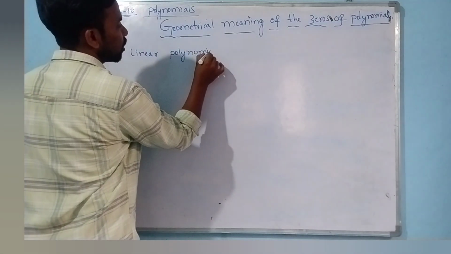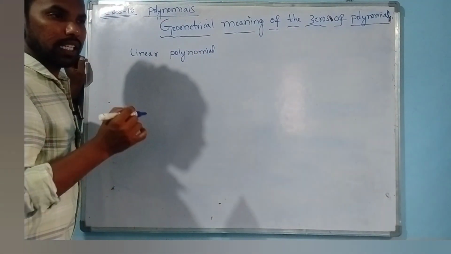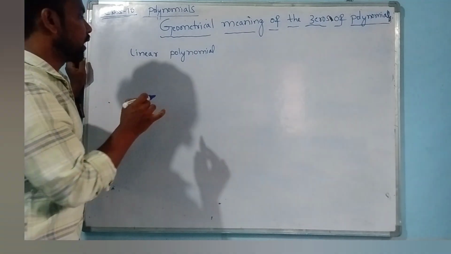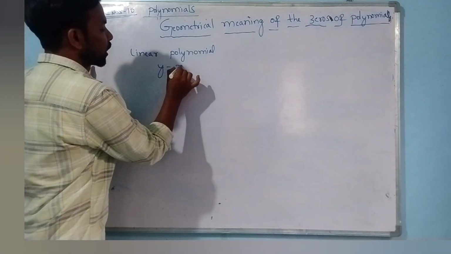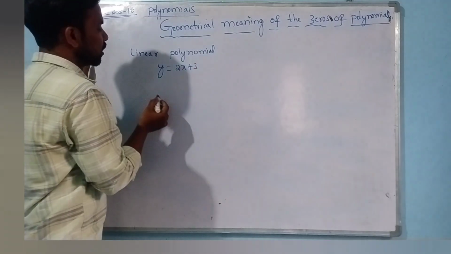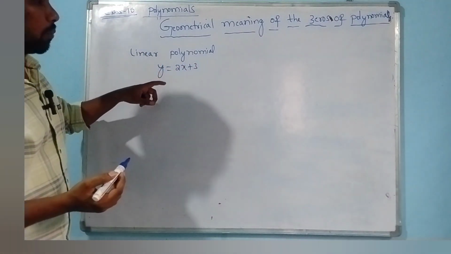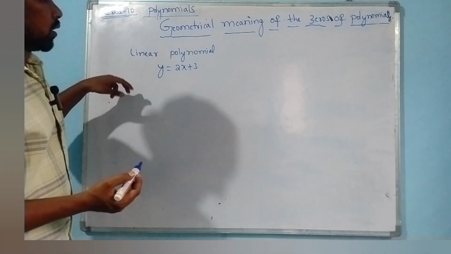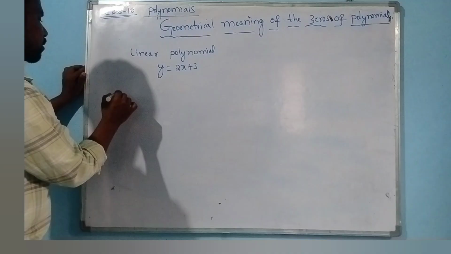What is the definition of a linear polynomial? A linear polynomial is an expression whose highest power is 1. Let us take the equation y is equal to 2x plus 3. The highest power is 1, so it is called a linear polynomial. By drawing the graph, you have to find the zeros.